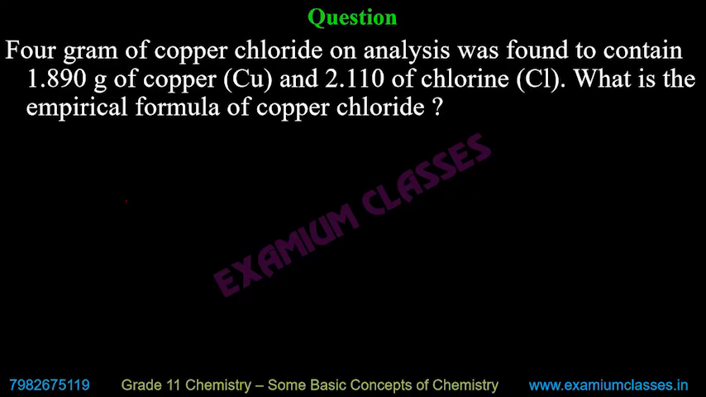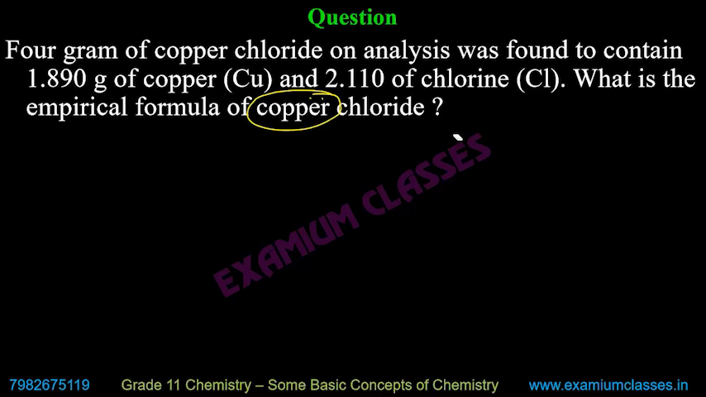4 grams of copper chloride on analysis was found to contain 1.890 gram of copper and 2.110 gram of chlorine. What is the empirical formula of copper chloride? Now, even here, copper chloride exists in two forms, cuprous chloride and cupric chloride, because copper exists in two valencies, Cu+ and Cu2+. So we can't be sure whether it is cuprous chloride or cupric chloride until we calculate the percentages and then the molar ratio of the atoms.